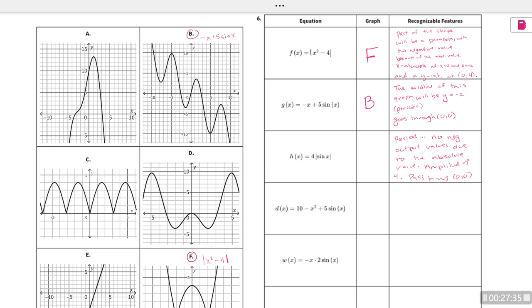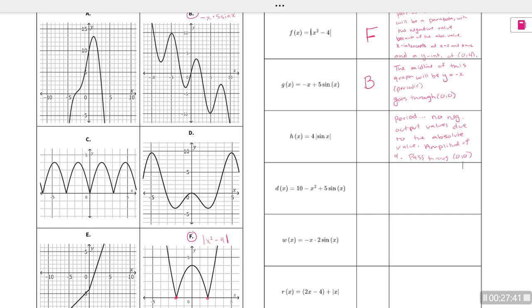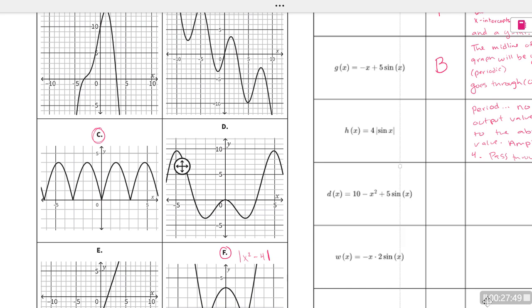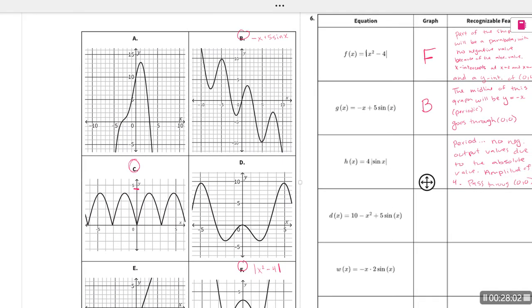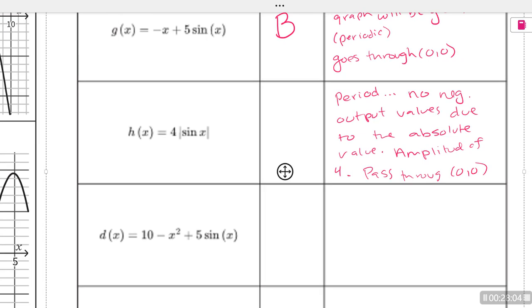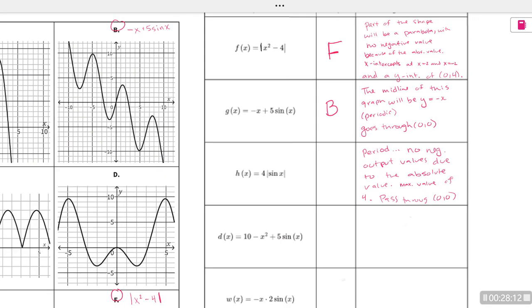So let's look at which graph matches those attributes. Well, again, we already kind of looked at which graphs don't have the negative y values, and we landed on C before. Again, C definitely has some periodic tendencies. And we see that amplitude of 4, that maximum value of 4. I should be careful with this word amplitude, so let's say maximum value of 4.